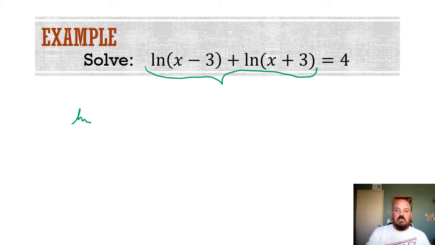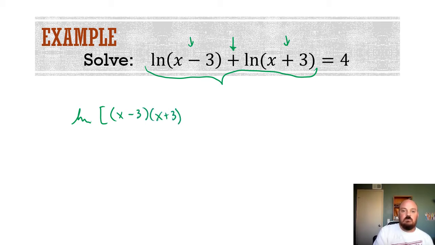Now the rule is when you're combining logs that are being added together, you take the two things in the logs, the x minus 3 and the x plus 3, and you multiply them. That was our u times v property. So that's the condensing part. All that work in green right there, I took those two natural logs and combined them into 1. Now it still is equal to 4. I haven't done anything to the 4 yet.